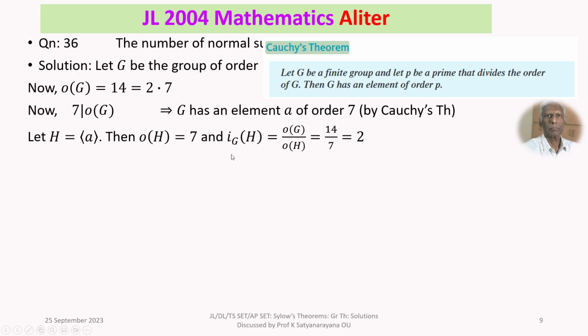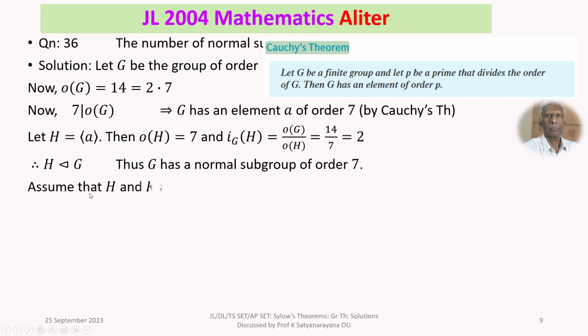Then the index of H in G is given by the order of G divided by the order of H, and that's the formula when the order of G is finite. The order of G is 14 and the order of H is 7, so that is equal to 2. And any subgroup of index 2 is normal. So H is normal in G. Thus G has a normal subgroup of order 7, and that normal subgroup is H. We want to show that this is the only one, so that the number of normal subgroups of order 7 will be 1.